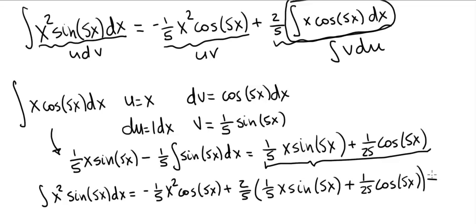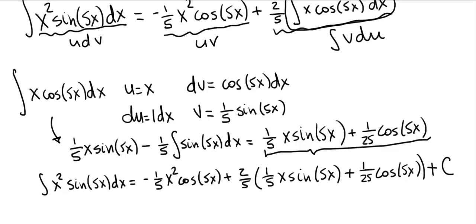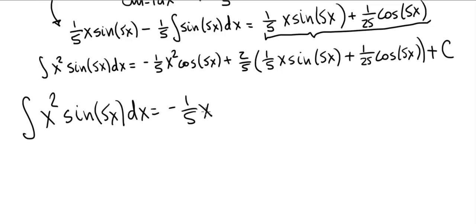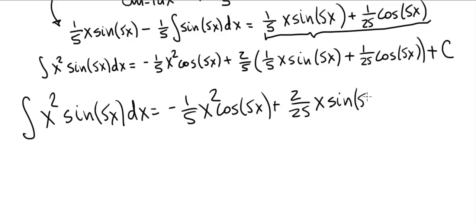We can now add a c because we are done with integration. There's no more integration left. We just have to simplify it. And so here's the final answer. The integral of x squared times sine of 5x equals minus 1 over 5 x squared cosine of 5x, plus 2 over 5 times 1 over 5, which is 2 over 25 x sine 5x, plus 2 over 5 times 1 over 25, which is 2 divided by 125 cosine 5x, plus c.